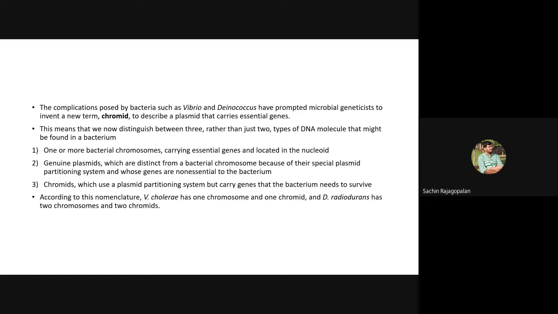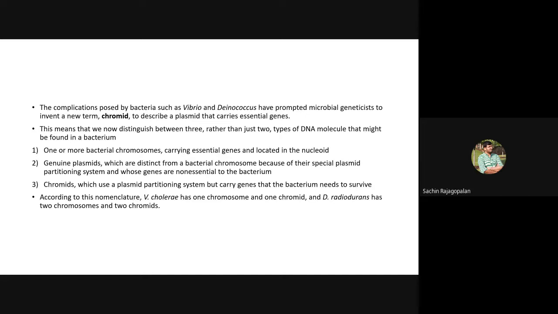So genuine plasmids are those which have non-essential genes, and they are distinct from the chromosome of that organism. While chromids are a type of plasmid, they are carrying essential genes. So they are carrying those genes which are important for the survival of the organism. Such plasmids which carry essential genes are what we are referring to as chromids, which is a combination of chromosome and plasmid. So you call it chromids.